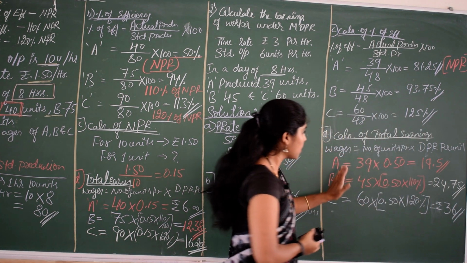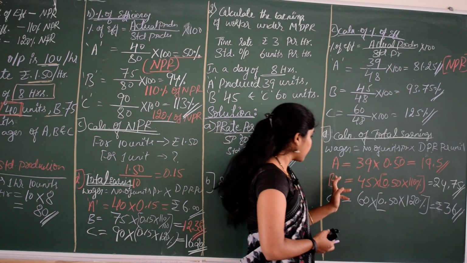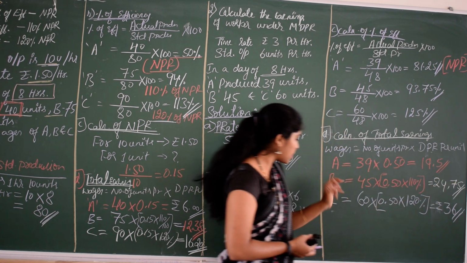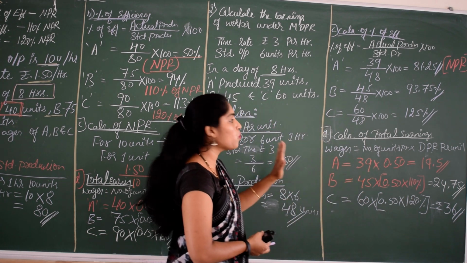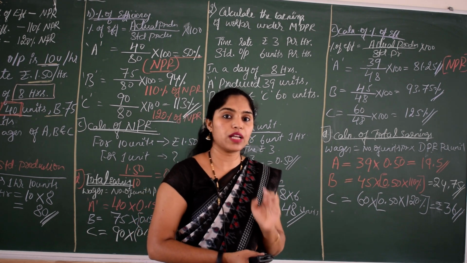So A is going to get 19 rupees 50 paise. B is going to get 24 rupees 75 paise. C is going to get rupees 36. So this is how we need to calculate the total earnings under the merit differential piece rate system.